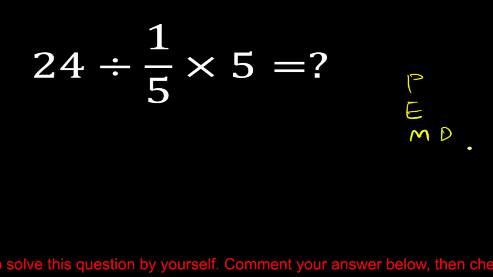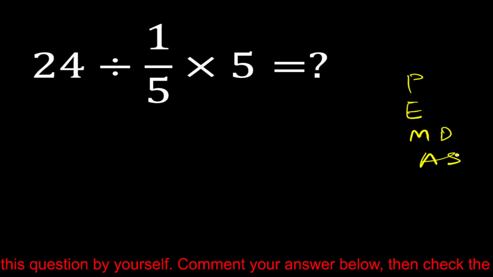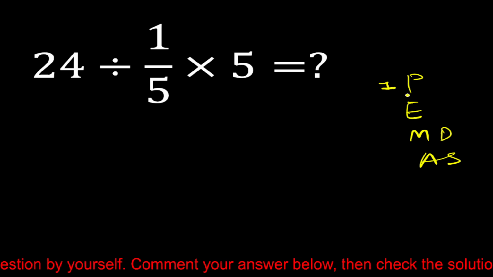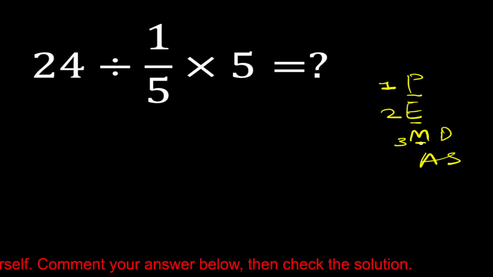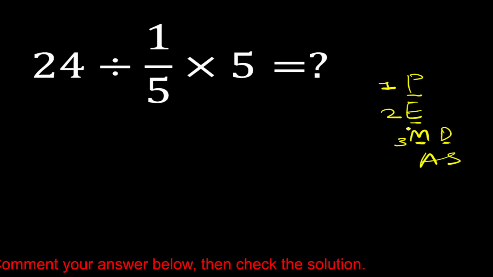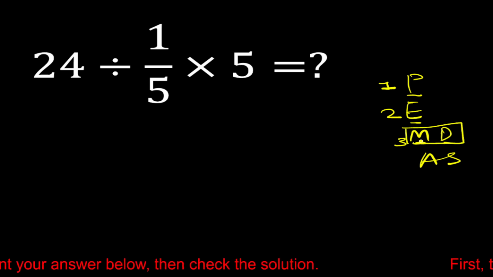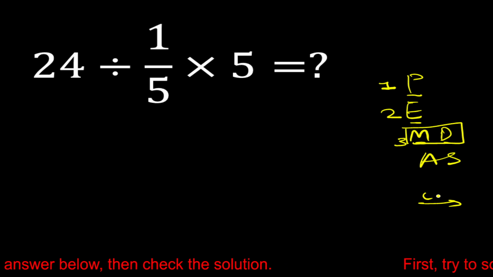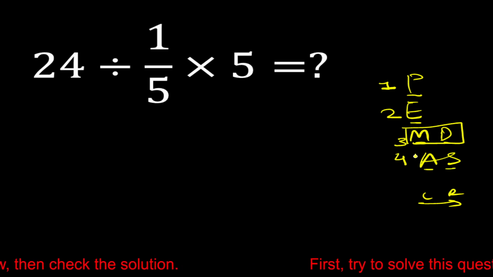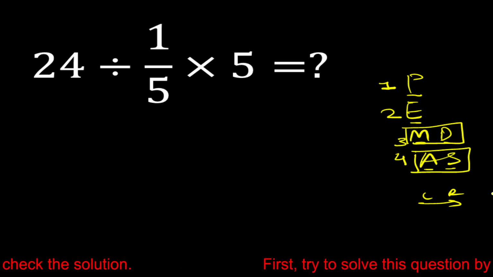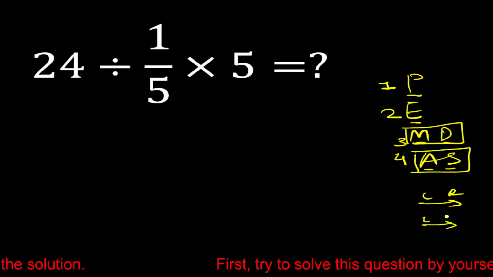PEMDAS. First priority is parenthesis, second priority is exponents, third priority is multiplication and division. Multiplication and division both have equal priority, so we have to solve it from left to right. Fourth and last priority is addition and subtraction. Also both have equal priority, so we have to solve it from left to right.